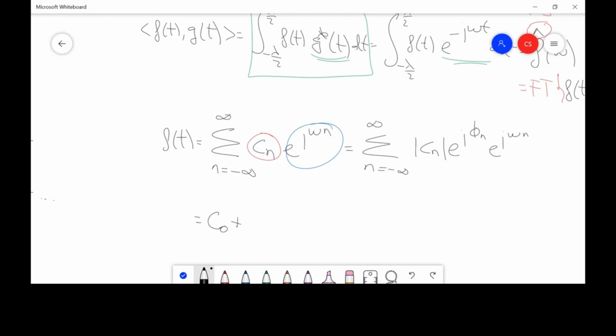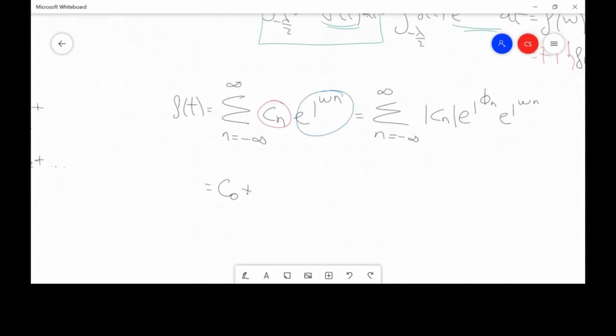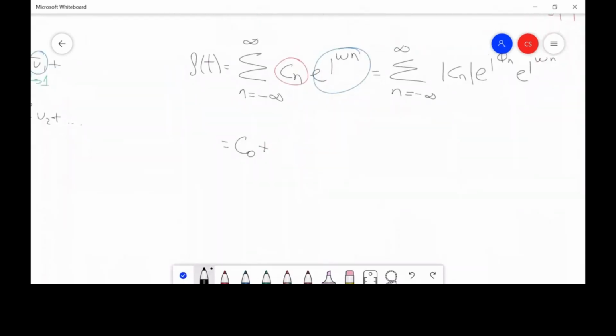Now there is a constraint you may remember from signals and systems. That is, if f of t is real, then Cn is equal to C minus n star. Remember this. This is called the Hermitian symmetry.